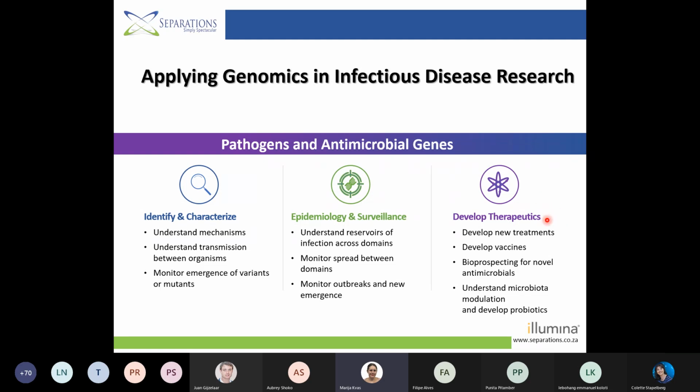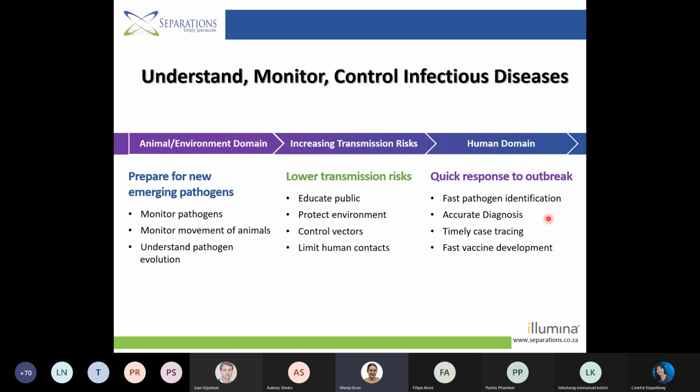And all that because we want to develop therapeutics, new treatments, new vaccines, antimicrobials, even maybe probiotics. So it's really important for us to understand, monitor and control infectious diseases, because we need to prepare for new emerging pathogens, right? But also to look at the transmission risk and to have a quick response to future outbreaks, right? And for us to do that, we need to monitor those pathogens, understand the movement of those pathogens through movement of animals, understand pathogen evolution, and also control the vectors, right? Those vectors that are transmitting, let's say, the virus between an animal host and a human host, for example.